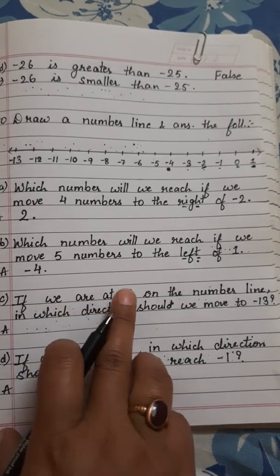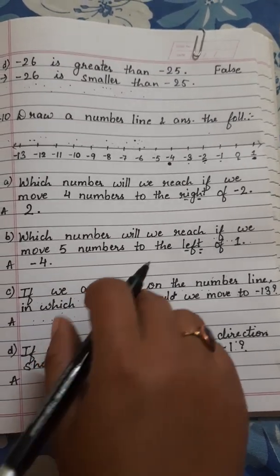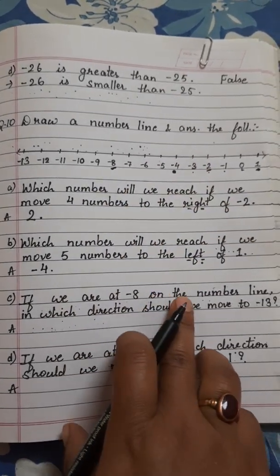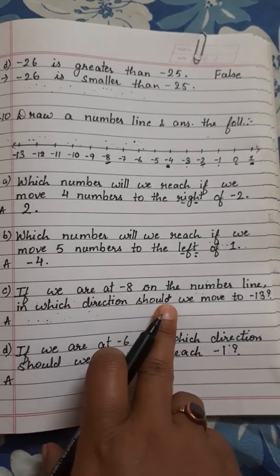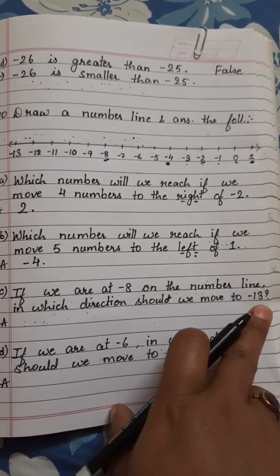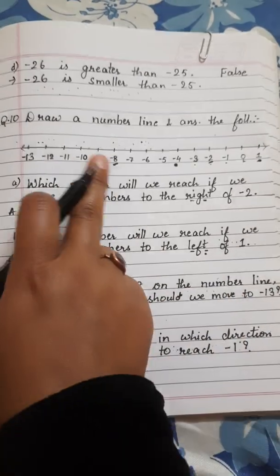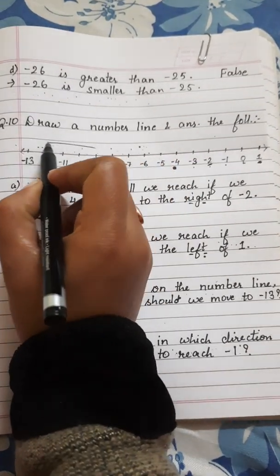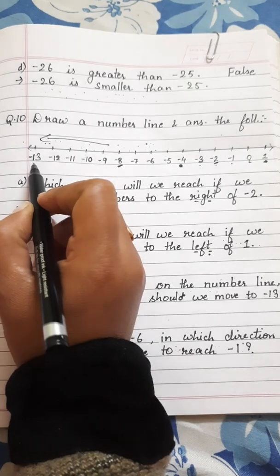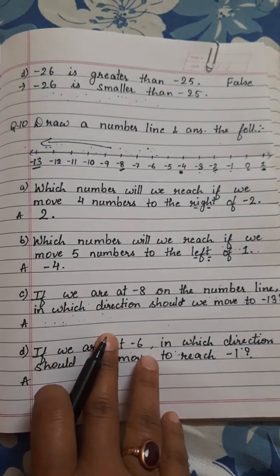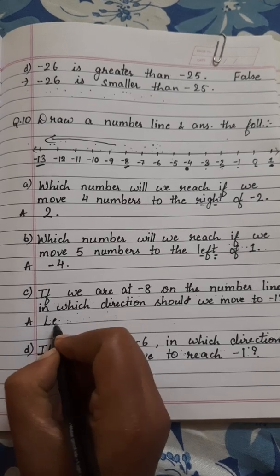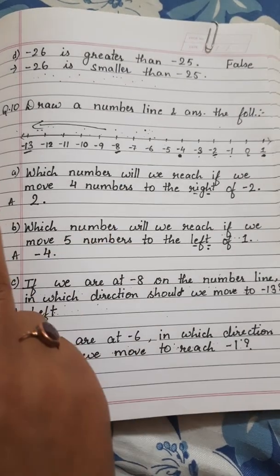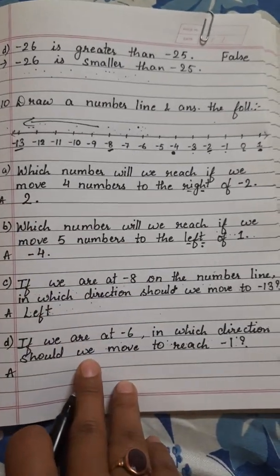Next is: if we are at minus 8, let's consider the starting point as minus 8. On the number line, in which direction should we move to reach minus 13? Where is minus 13? Here, on the left side. Where are we moving? We are moving like this on the left-hand side. Then we will reach this point minus 13. So you have to write here left direction.